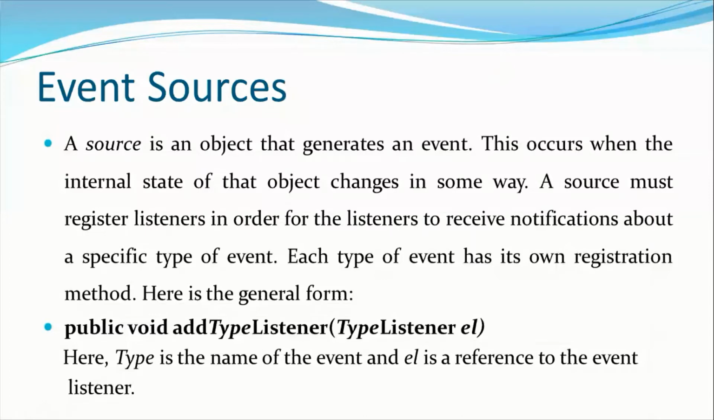A source is an object that generates an event. Source may be any component like text field, text area, button, list, choice. When we click on any component, an event is generated. We can register the component by using the method addTypeListener, and its syntax is public void addTypeListener(TypeListener el).